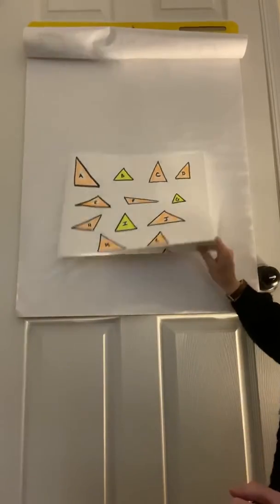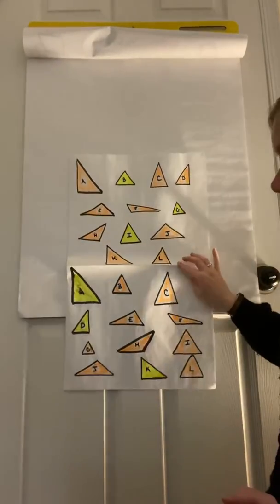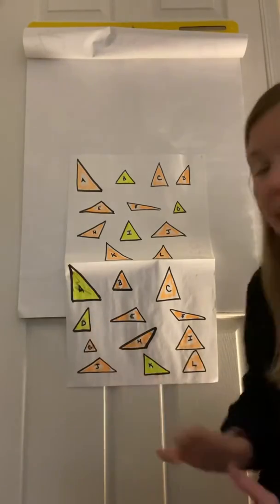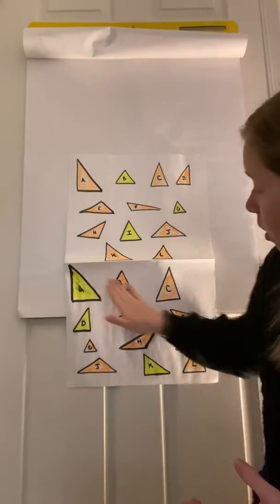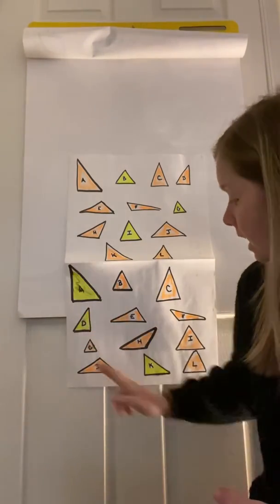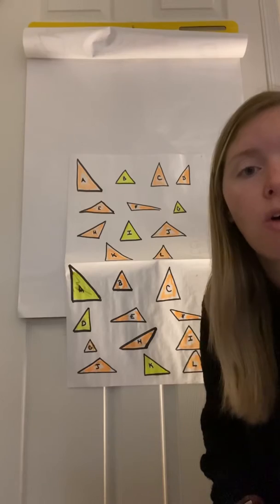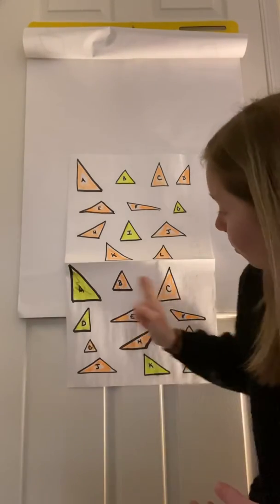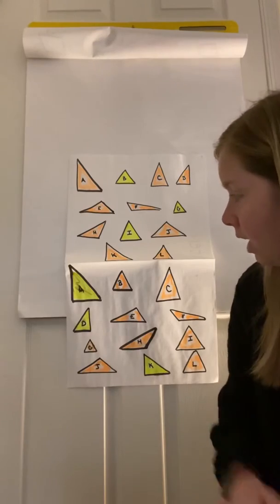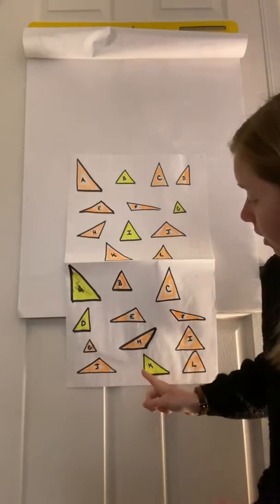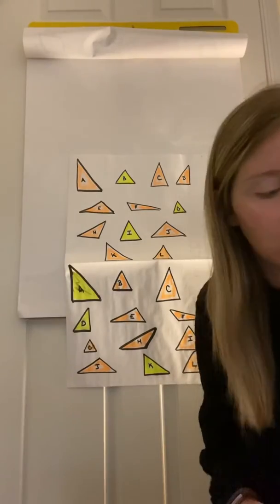Here is a second way that I solved it. And you will see that A, D, and K are yellow this time, while the rest are orange. The reason I made A, D, and K yellow is because all of those shapes have a right angle. The rest of my shapes do not have a right angle. A's right angle is here, D's right angle is here, and K's right angle is here.